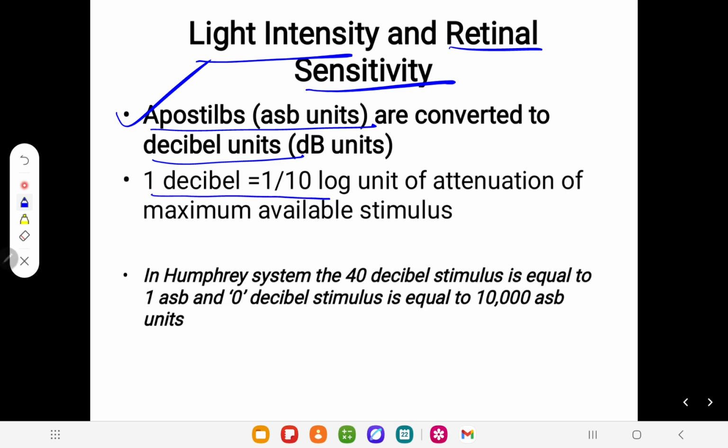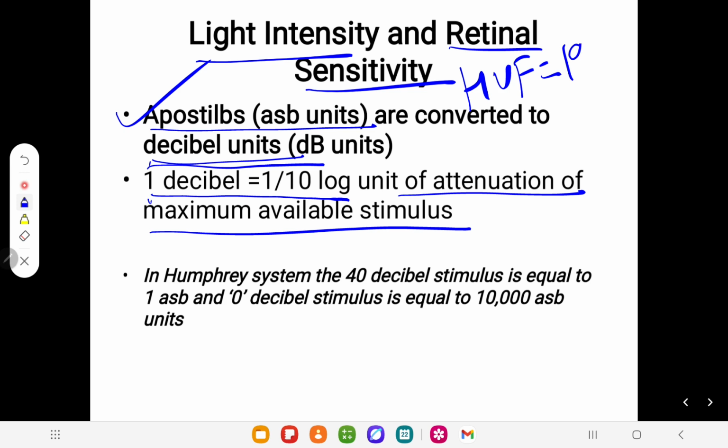Actually, what is decibel? 1 decibel is, this is a very good line, 1 by 10th log unit of attenuation of maximum available stimulus. What is the maximum available stimulus in case of Humphrey visual field analyzer? Isn't it 10,000 apostilb? What we have discussed earlier. So 1 decibel means 1 by 10th log of maximum available stimulus. So that matters. Okay, that matters. That's called 1 decibel. It really matters.